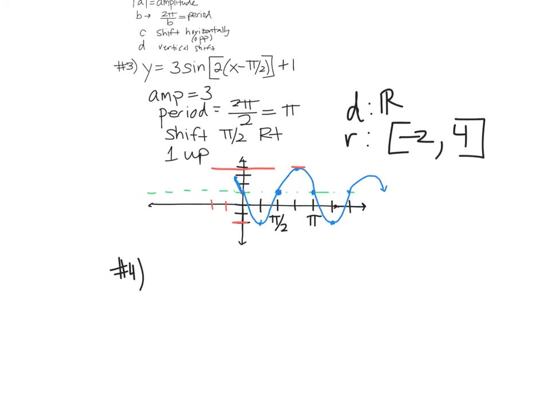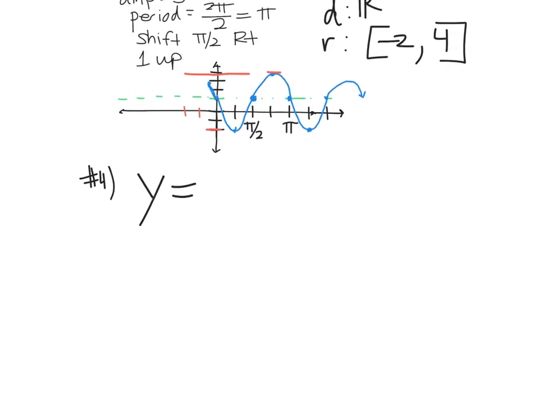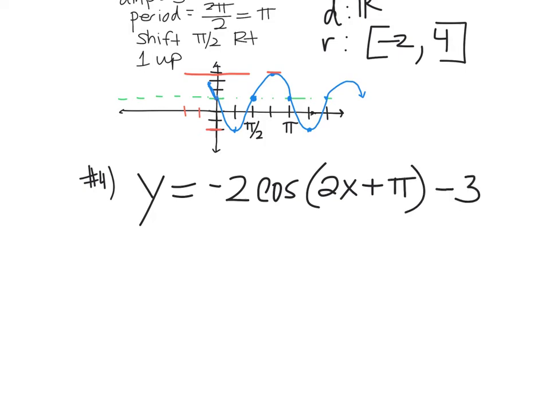Number 4. y equals, let's go with -2 cosine of 2x plus pi, minus 3. I just made that one up.